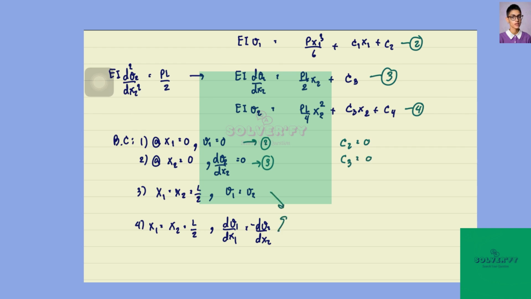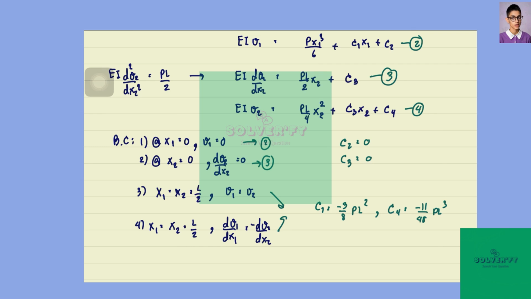And from these two continuity conditions, at x1 and x2 equal to L over 2, v1 equals v2, and dv1/dx1 equals minus dv2/dx2. From these two conditions, we can have C1, which is minus 3 over 8 PL², and C4, which is minus 11 divided by 48 PL³.